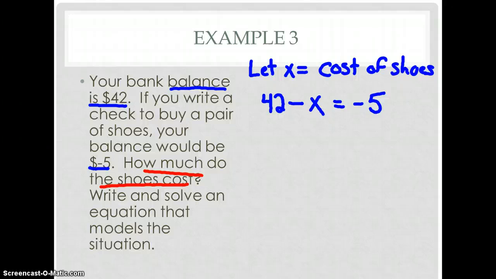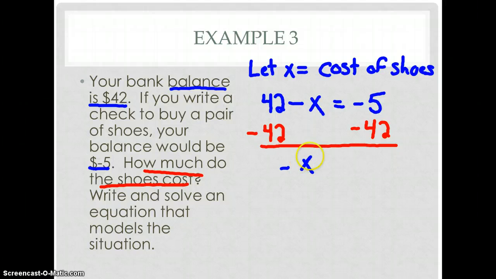Now we have to solve it. And we're actually going to have a second step here, but let's take a look. Right now I have my x and I have a positive 42. The inverse of positive 42 is negative 42. So I subtract 42 from both sides. 42 minus 42, that's 0. I'm left with the opposite of x is equal to negative 5 minus 42 is negative $47.